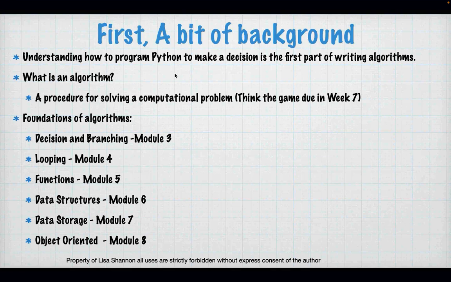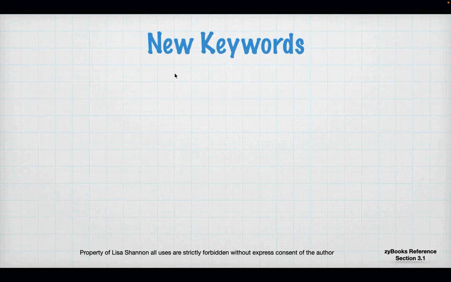And most of the rest of this class, at least up through 6, is going to really be about how do we deal with algorithms. This week we're doing decisions and branching. Next week we're doing loops, which are making the same decision repeatedly. And 5 is how do we structure our code so that it is reusable and we have these little functions that do things. Module 6 is data structures. And data structures really does talk about how to organize our data. Because if we don't understand our data, we can't understand how to write a good algorithm. Data storage is 7, not so much algorithm. And then object-oriented on module 8 is kind of putting it all together. But this week we're talking about decisions and branching.